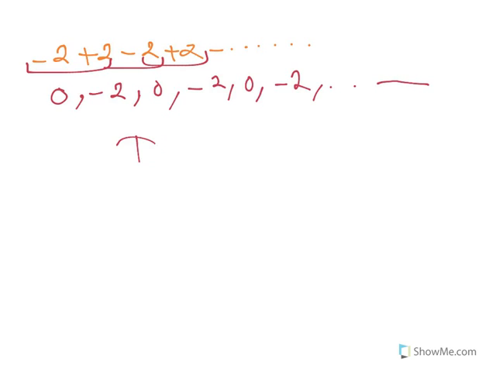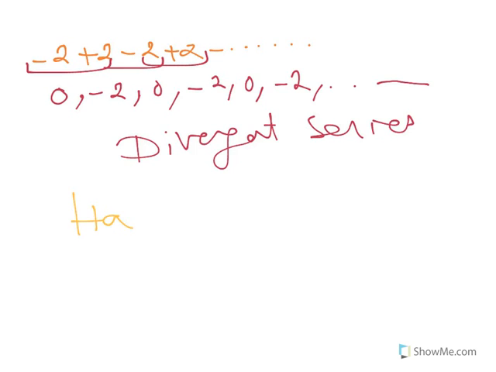So basically this is a divergent series, and it has no sum. In other words, you can say it has no sum. Okay, and that's how we do that.